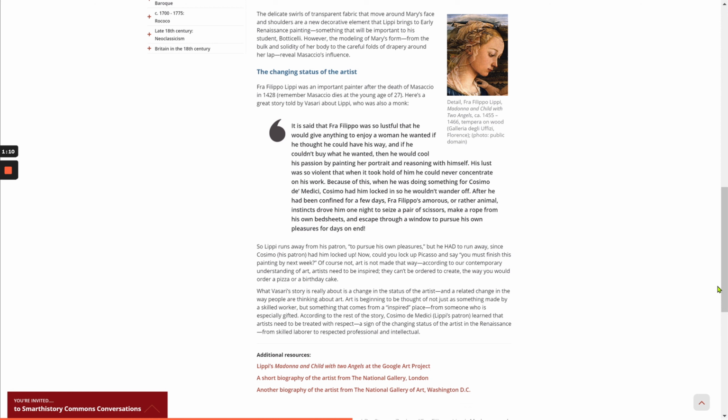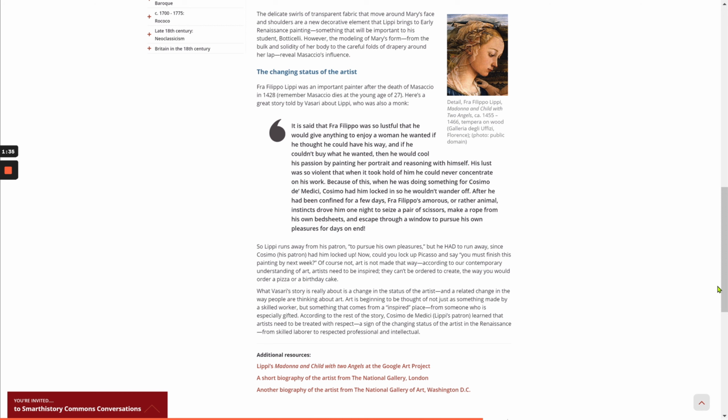And if he couldn't buy what he wanted, then he would cool his passion by painting her portrait and reasoning with himself. His lust was so violent that when it took hold of him, he could never concentrate on his work. Because of this, when he was doing something for Cosimo de' Medici, Cosimo had him locked in so he wouldn't wander off. After he'd been confined for a few days, Fra Filippo's amorous, or rather animal instincts, drove him one night to seize a pair of scissors, make a rope from his own bedsheets, and escape through a window to pursue his own pleasures for days on end.